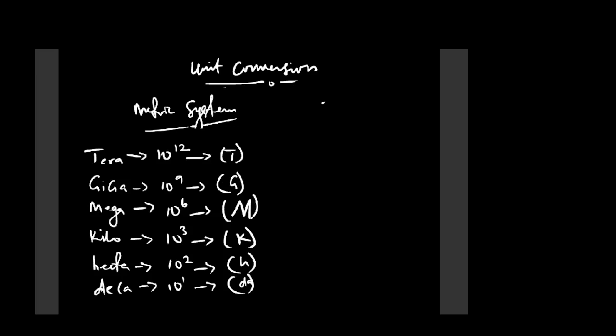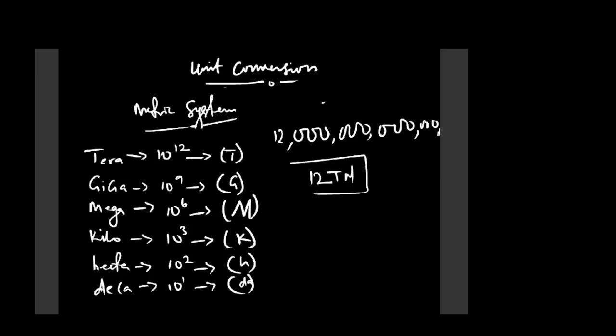For example, if I have 12, 0, 0, 0, 0. So if I have a value like this, are you getting this now? So instead of me to write this so long like this, maybe it is in Newton, for example, Newton. I'm just going to write this as 12 tera Newton. So 12 tera coulomb.